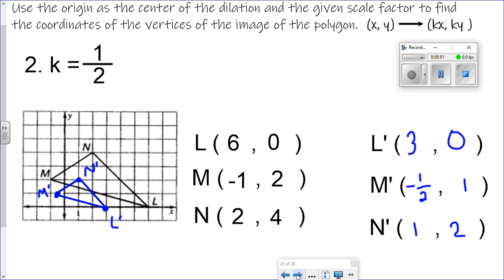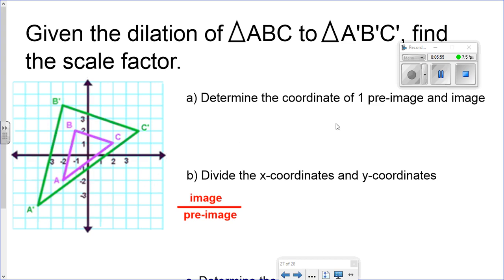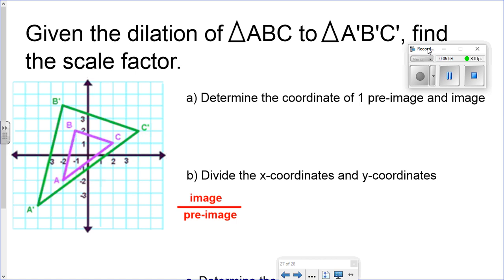So now question 3 is going to talk about, well, how do we find the scale factor? So in this one, we're given the dilation of triangle ABC to triangle A prime, B prime, C prime. Find the scale factor. So the original, or the pre-image, is going to be the purple triangle, or the smaller one, because they don't have the primes, and we know the image, or the one that's done after the transformation, is the green one because it has the primes.